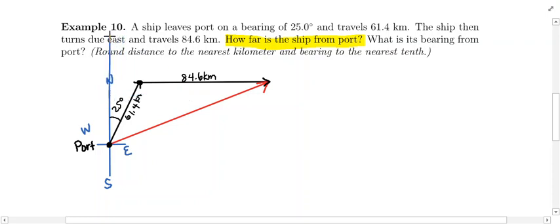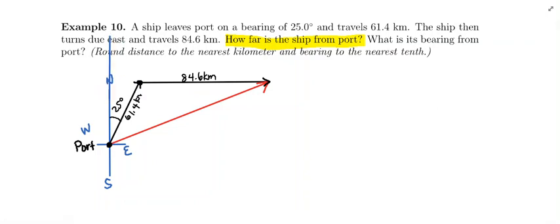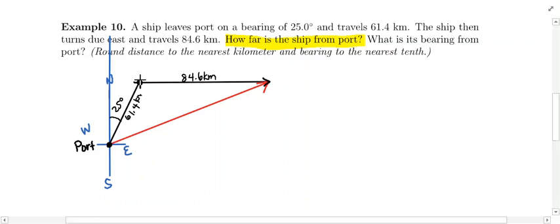So like this, just making it a little longer. And then I'm going to extend this black line, but I'm going to use a different color so it doesn't interfere with the distance that the ship traveled. Okay, so I'm just extending these lines. Okay, this is a right angle because you basically have a north-south line intersecting with an east-west line.